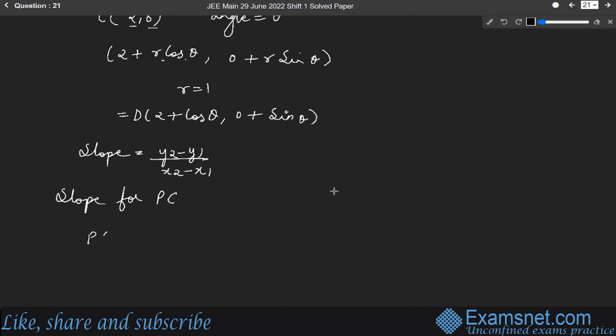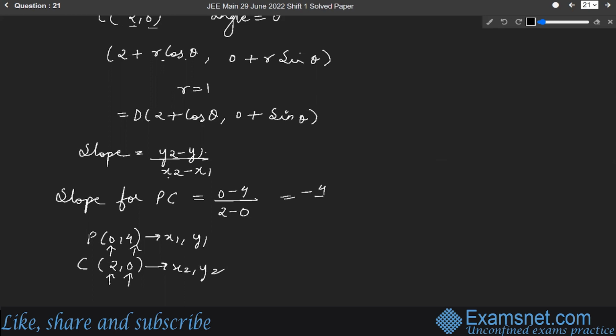So what is P? P is 0, 4. And what is C? C is the center, that is 2, 0. So consider it as x1 and y1 and consider it as x2 and y2. So slope for PC will be y2 minus y1. What is y2? 0 minus y1 is 4. So 0 minus 4 divided by x2 minus x1. x2 is 2, x1 is 0. So 2 minus 0. So it will be minus 4 upon 2, which is equal to minus of 2.